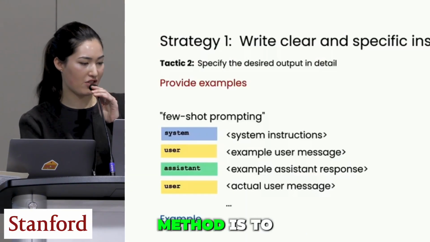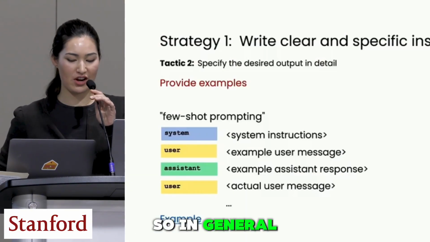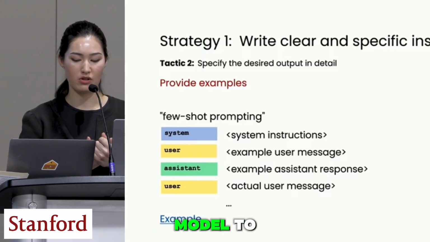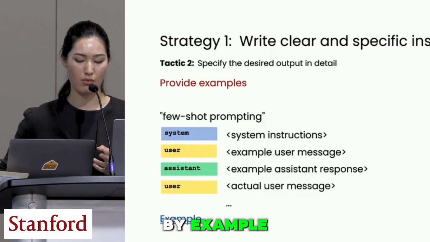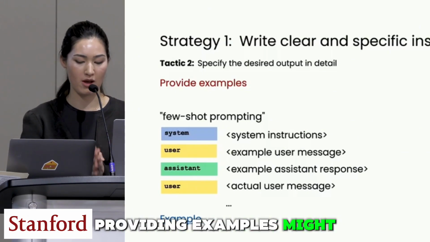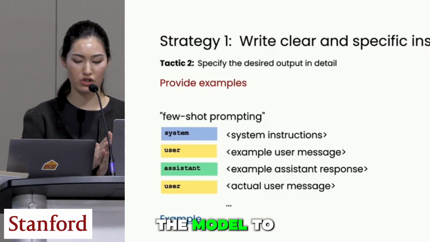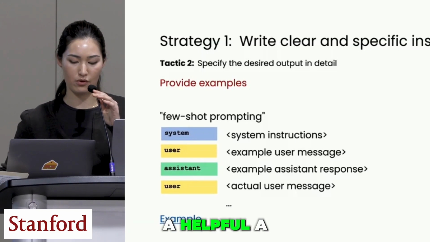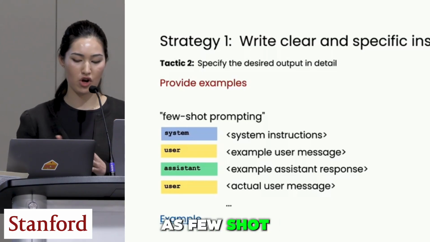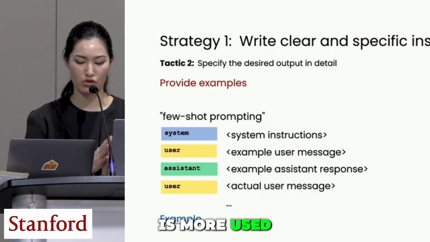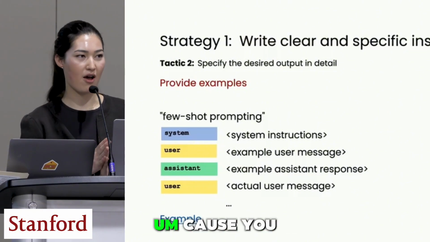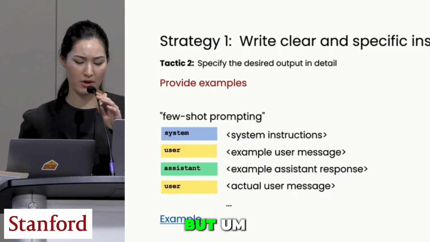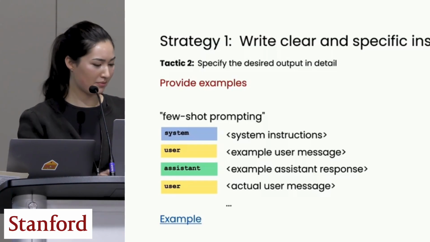The next method is to provide examples. In general, it's more efficient to just explain what you want the model to do rather than demonstrating by example. But there are some cases where providing examples might be easier. For example, if you want the model to copy a particular style of responding to user queries that's hard to explain, this might be a helpful method. This is known as few-shot prompting, although that term really is more used when describing prompting-based models, because you need to kind of trick the model into responding in the format that you want by giving it a few examples, but we can still use the term.